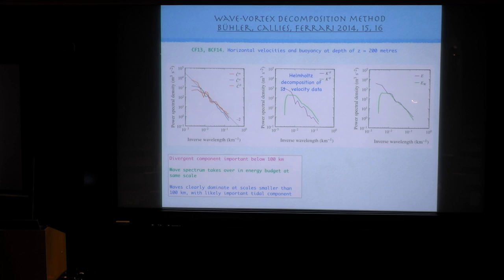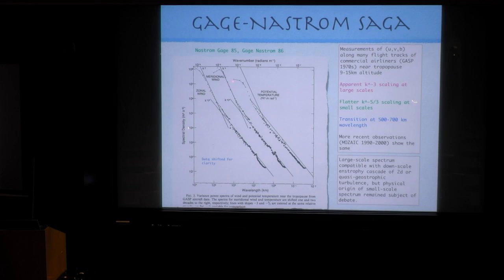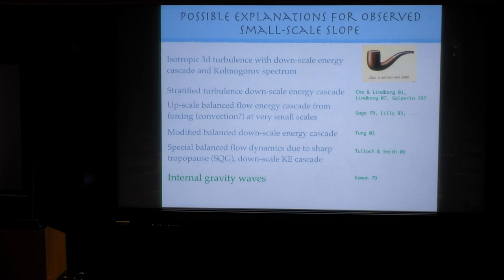You can do the same thing in the atmospheric data. Boris already showed part of this data. This is kind of mosaic data taken along airlines. Of course, the zonal, the meridional, and they also measured the potential temperature, these three lines. And as Boris mentioned, there are more explanations than there are scientists working on this. There's the idea, it's just like a pipe that's sort of not happening anymore. I added Boris' names here: stratified turbulence, downscale energy cascade hypothesis. And then, well, there's the hypothesis that a lot of it is just internal gravity waves.